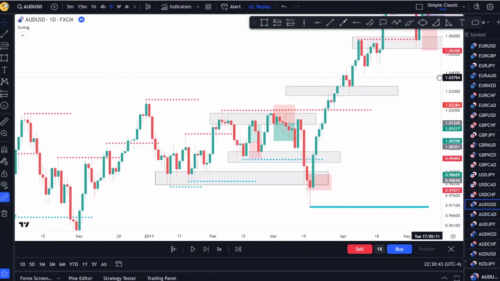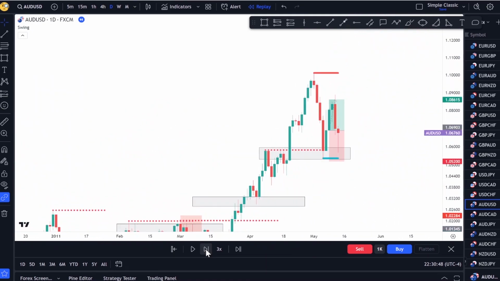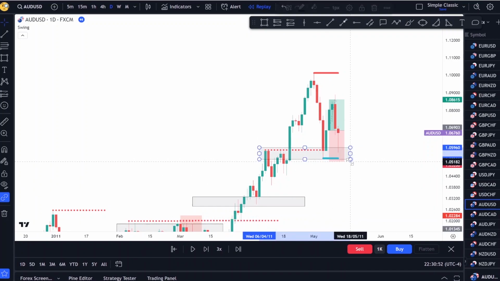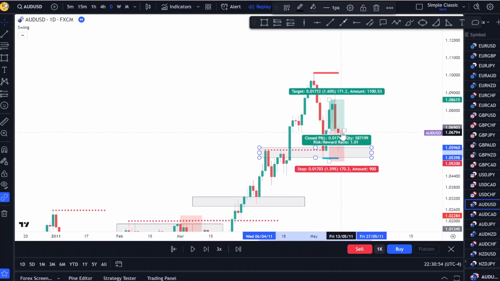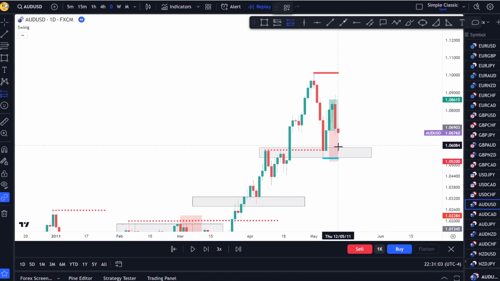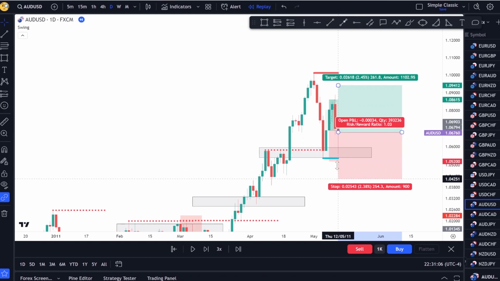See how many trades we've done. 1, 2, 3, 4. Another rejection. I like that for another entry. This is a clear rejection of this zone, but it's quite far from this zone. You can do another entry here.